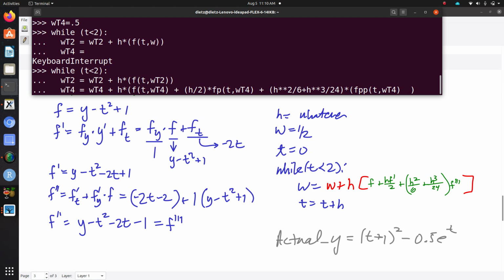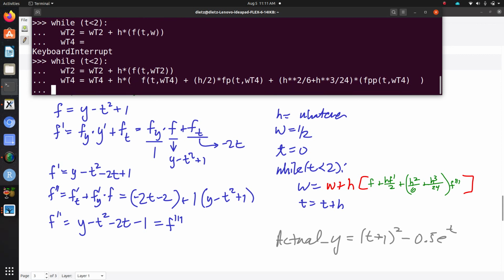So this parenthesis should match with this one over here. Let me just make sure I have the same number of opening and closing parentheses. H squared over 6 plus H cubed over 24 is going to be multiplied by F double prime, which is the same as F triple prime. That looks safe to me. If I messed up, it's probably there. And then I'm just going to do my usual T equals T plus H trick, which is cheesy.